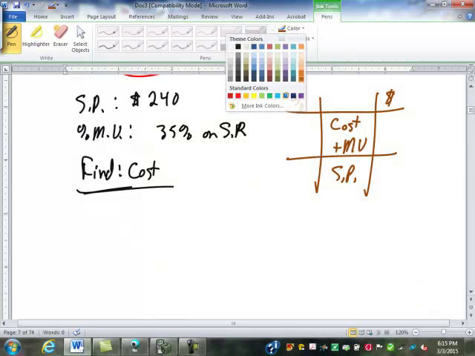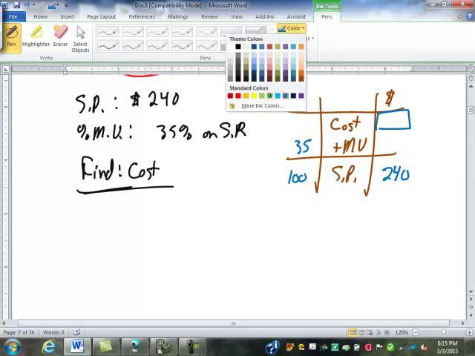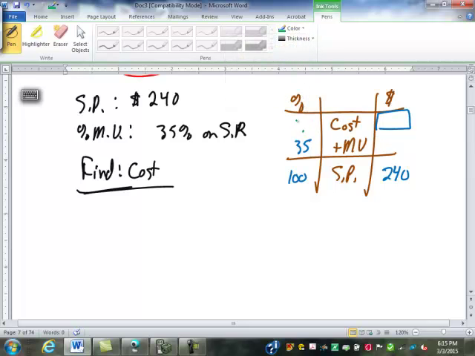What do we know? Selling price percent is 100. Markup percent is 35, 100% goes with the selling price. Dollar amount for the selling price is 240. We're finding the dollar cost right there, so we need to know this number right here, which will be 65. So now we can ignore the middle row. 65 times 240 divided by 100 is 156. Works for me. That's the cost.